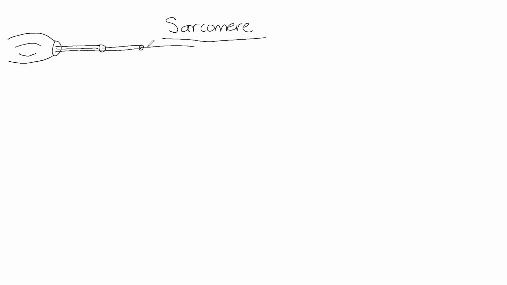Here's a myofibril. And if you looked at a myofibril, this is what gives the muscle its striated appearance, remember. On this myofibril, we would see many repeating units. These are called sarcomeres. Okay.